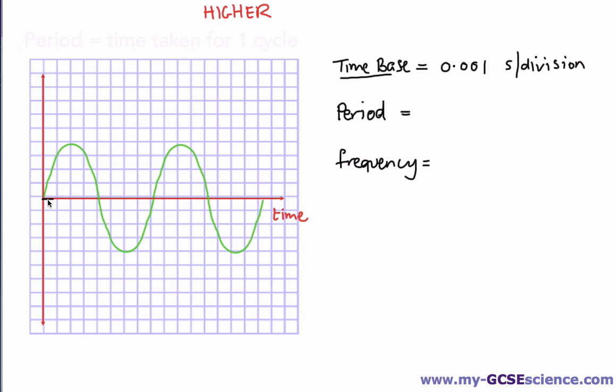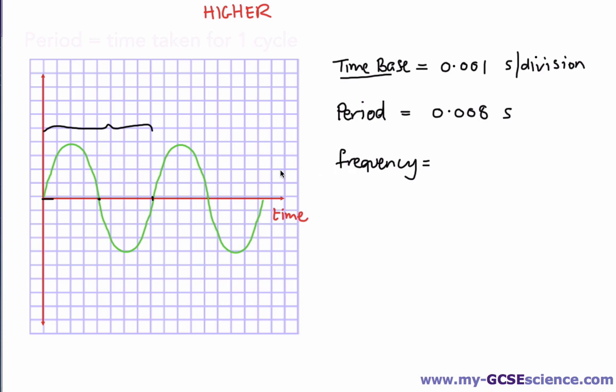So if we measure on our graph here, we've got 1, 2, 3, 4. So the first point at which it crosses the graph is 0.04, but that's not what we want. We want one complete cycle, and that goes from here to here, that point there. So that would be 1, 2, 3, 4, 5, 6, 7, 8 squares, or 8 divisions, and remember each division is 0.001, so the period would be 0.008 seconds. So that means one cycle takes that much time.